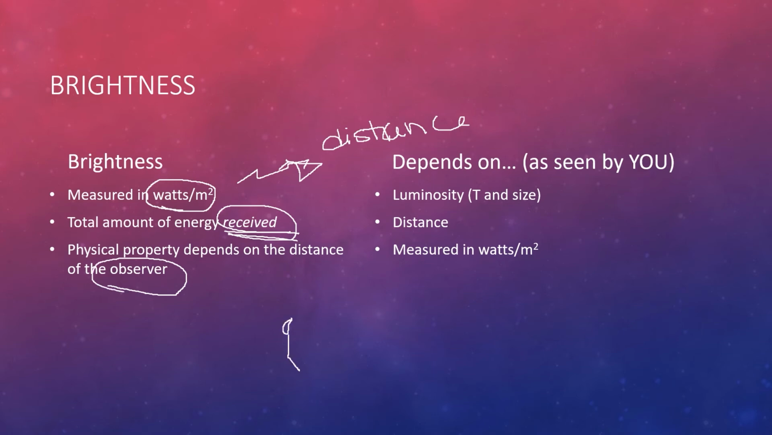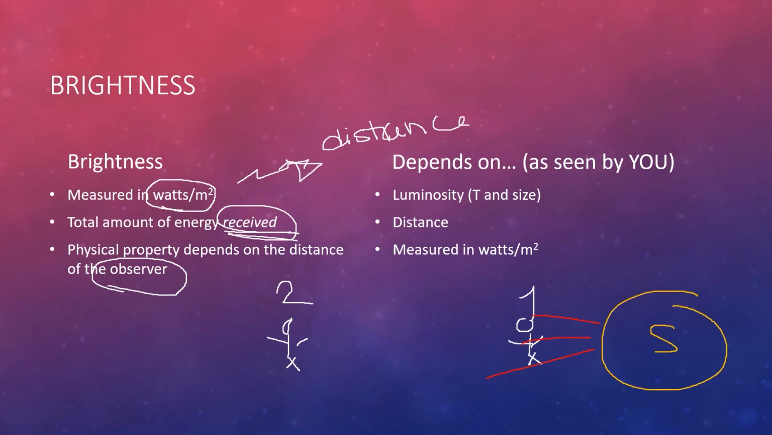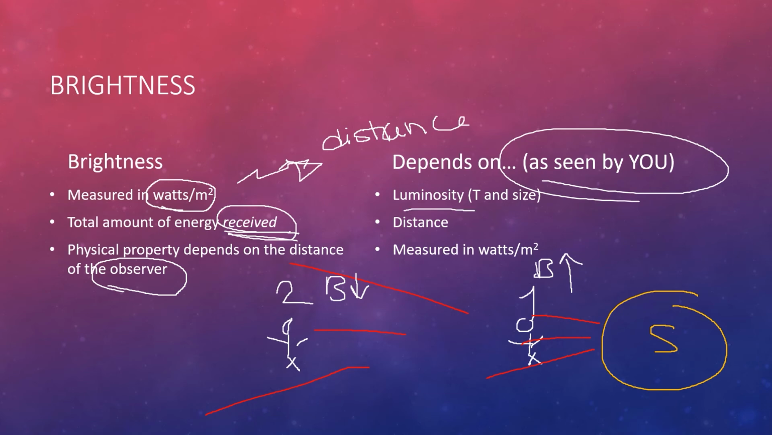Depending on where you are, okay, so here's observer 1 and observer 2. And here's our star. Observer 1 will receive a lot more energy than observer 2, who will only receive some of it. So the brightness here is actually going to appear higher than the brightness here. This depends on, as seen by you, the luminosity and the distance, and it's measured in watts per meter squared.